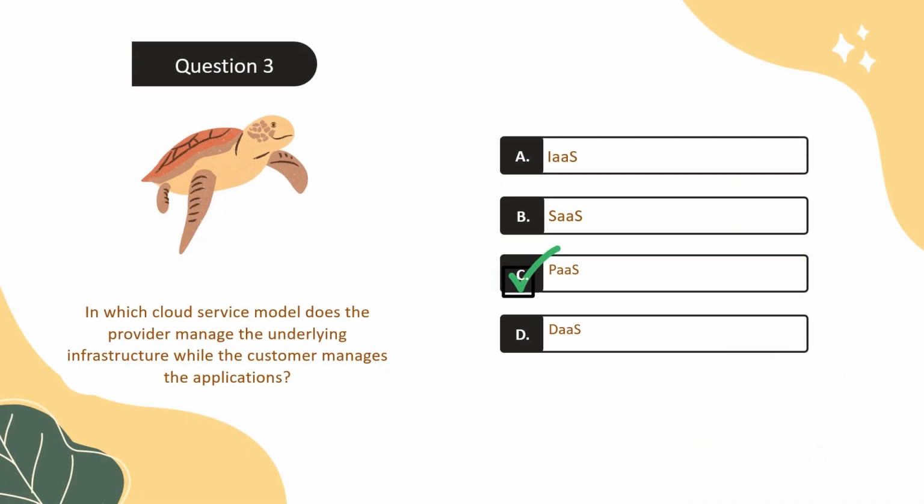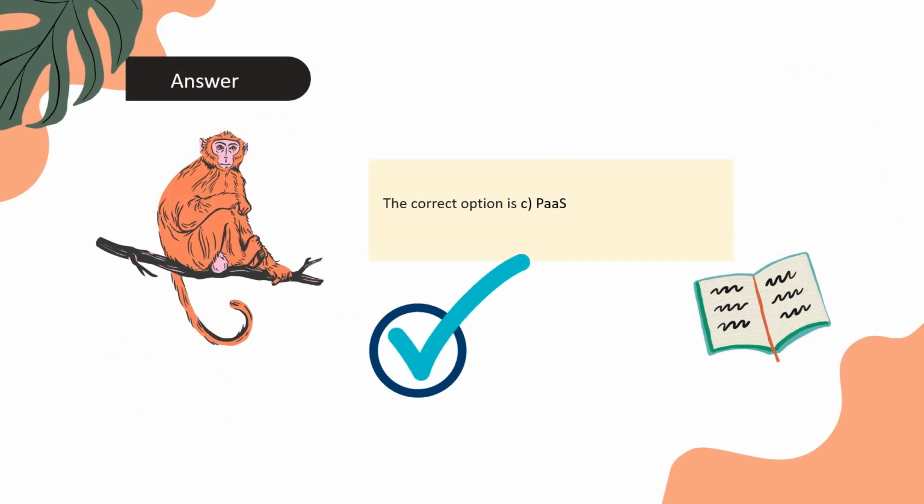Question third is, in which cloud service model does the provider manage the underlying infrastructure while the customer manages the application? Options are option A IaaS, option B SaaS, option C PaaS, option D DaaS. So in platform as a service, the provider manages the underlying infrastructure while the customer manages the application. So the correct answer is option C, platform as a service.